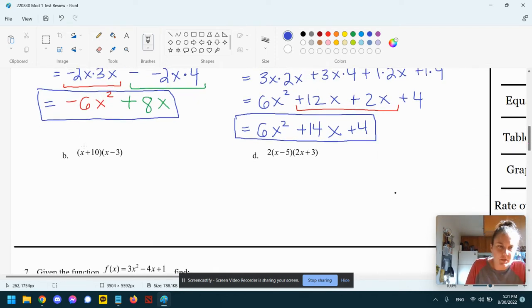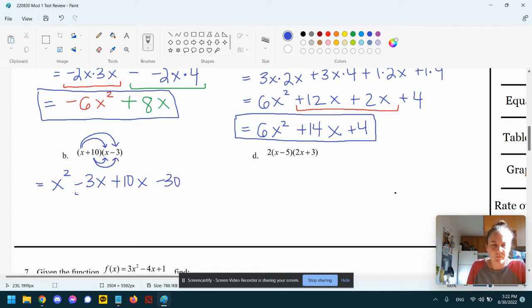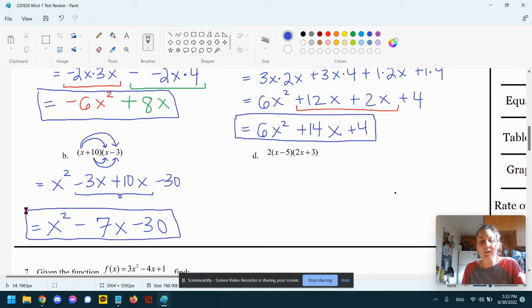Same thing, but with negatives, so let's do it. X times x is x squared. X times negative 3 is negative 3x. 10 times x is plus 10x. And 10 times negative 3 is negative 30. I again can combine these middle two because they are like terms. That means they have the same variable pattern. And I'm finished because there are no more like terms.